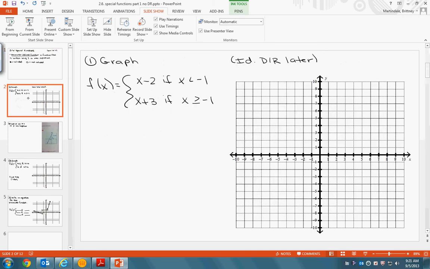All right, example 1. It's going to tell us to graph these 2 functions, and we're going to identify domain and range later. That's kind of too much today, so we'll do domain and range tomorrow. So it's going to say graph f of x. If you remember, f of x is really a y. x minus 2 if x is less than -1. And then the other line is x plus 3 if x is greater than or equal to -1.